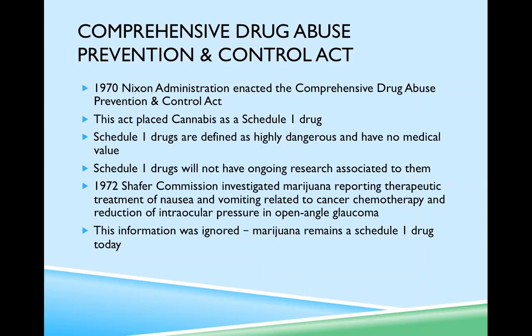In 1972, the Schaefer Commission investigated marijuana and reported there was therapeutic treatment of nausea and vomiting related to cancer chemotherapy and reduction of intraocular pressure in open-angle glaucoma. But this information was ignored, and marijuana remains a Schedule I drug today.